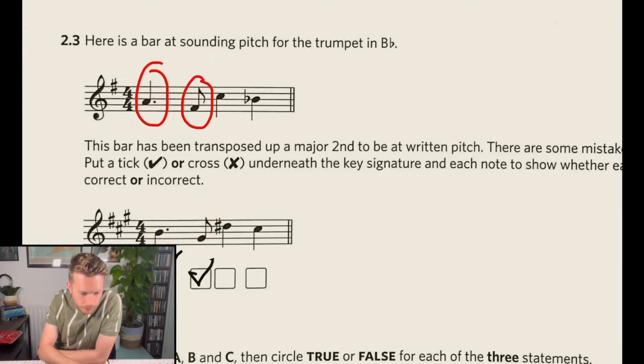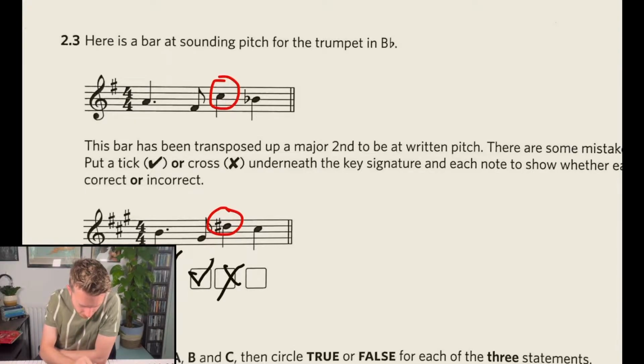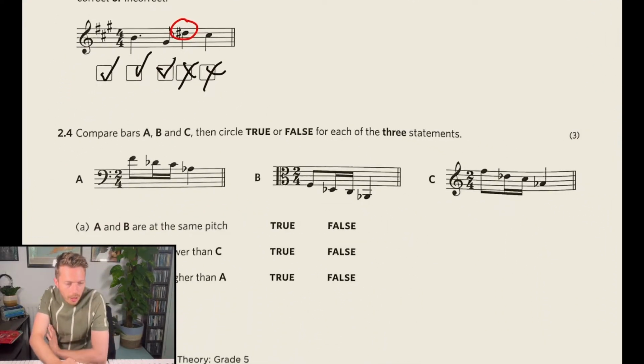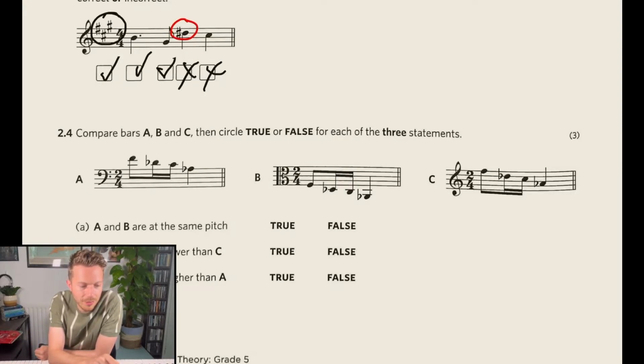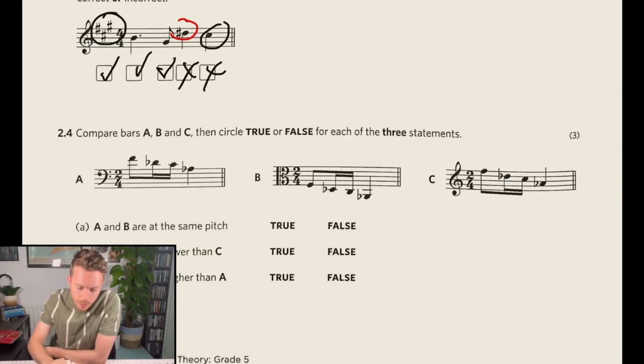This next one here is a C natural, and we're going to a D sharp. That is three semitones, so it is not a major second. So that is incorrect. Okay, next one is a B flat, and that goes to a C sharp, so again, that one is incorrect. That is not a major second. Some people would get this wrong just because they haven't taken into account the key signature, which has three sharps in it. They might think that's a C natural, but it's not.